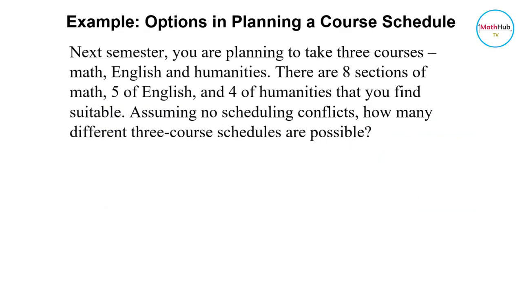Next semester, you are planning to take 3 courses, namely Math, English, and Humanities. There are 8 sections of Math, 5 sections of English, and 4 sections of Humanities that you find suitable. Assuming no scheduling conflicts, how many different 3-course schedules are possible? This situation involves making choices with 3 groups of items. We have Math, English, and Humanities.